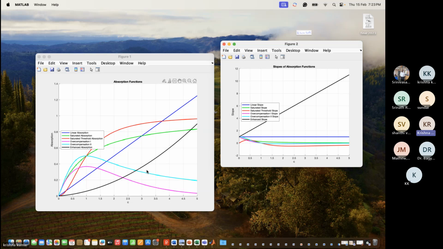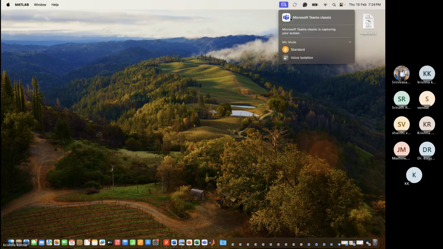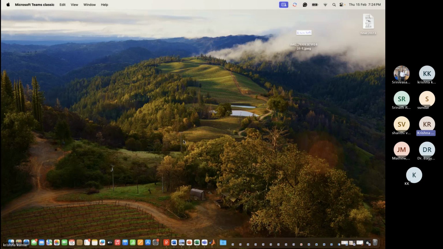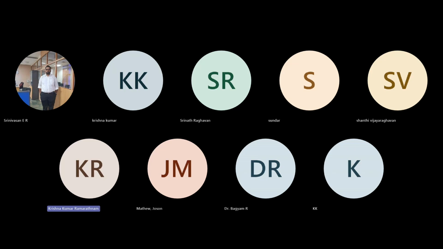Now, what is this? We will come back to this. I'll get out of this and go to my iPad and explain this more pictorially. Close this. I'm going to stop sharing. I'll come back to my.